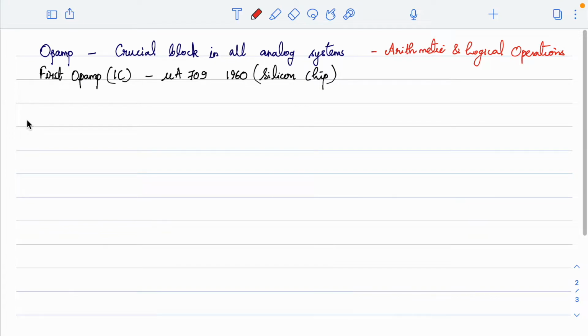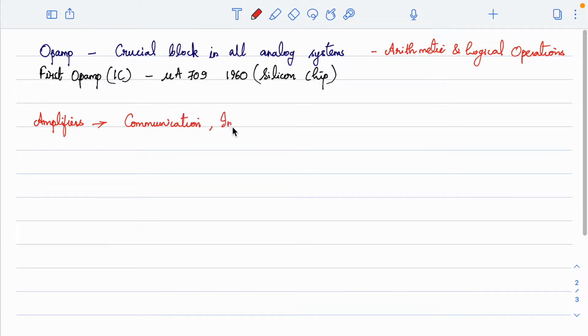Now, as the name suggests, it is also an amplifier. So we know that amplifiers are widely used in many applications, because amplifiers are widely used in electronic blocks. It is used in communication applications where I need to pick up a signal and amplify it.